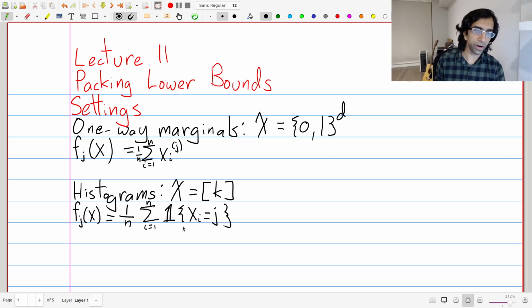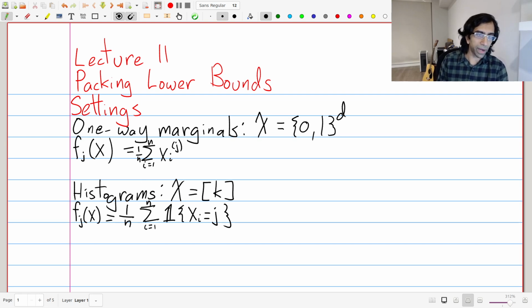And for both families of queries, we're going to measure how good our accuracy is in terms of L infinity error. That is, we want to answer these queries such that every one of them simultaneously is correct with low error. That's what we mean when we say L infinity here. We're going to say we answer all of them correctly to whatever accuracy we say.